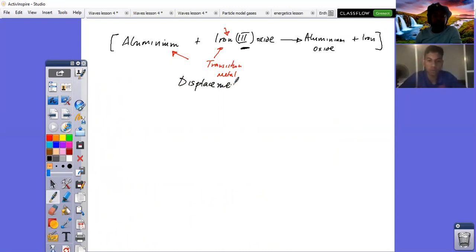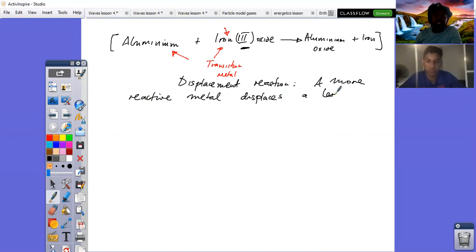So in a displacement reaction, a more reactive metal displaces a less reactive metal.